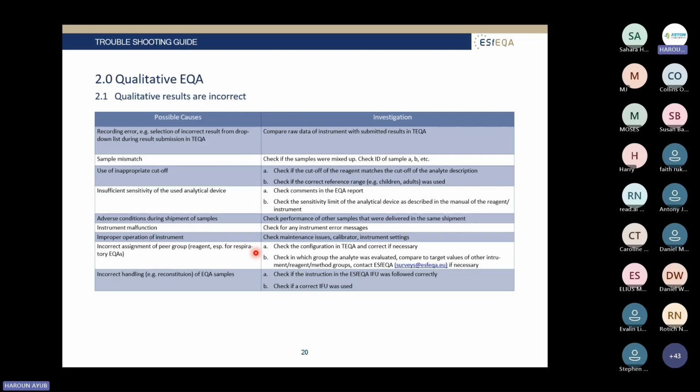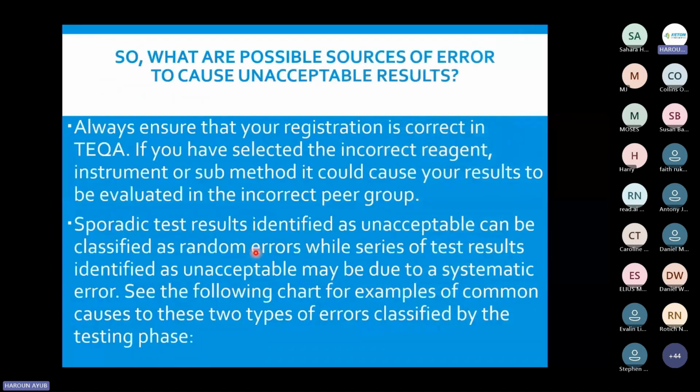Use of an inappropriate cutoff. So remember, when you are running that particular RDT and you are having an issue with the cutoff, did you confirm as positive or negative, but it was the cutoff that was the issue? It's very important for you to note. Insufficient sensitivity of the used device or the kit. Adverse conditions during shipments can also affect results, as can instrument malfunction, inappropriate operation of the instrument, incorrect peer grouping, or incorrect handling of the material, especially on reconstitution. So let's go and discuss now those particular cases in the questions.